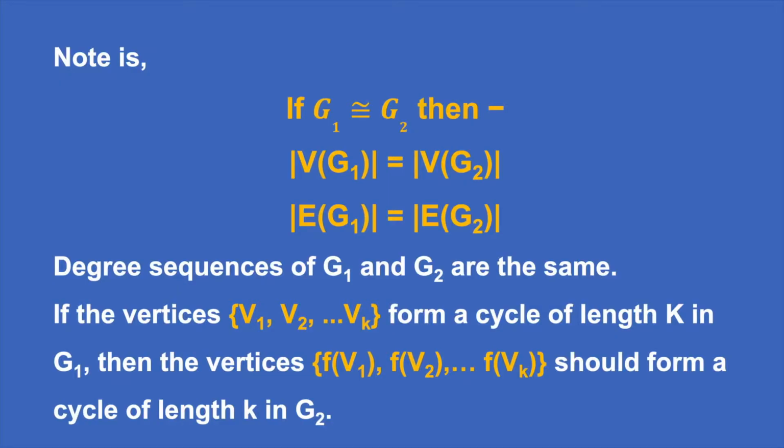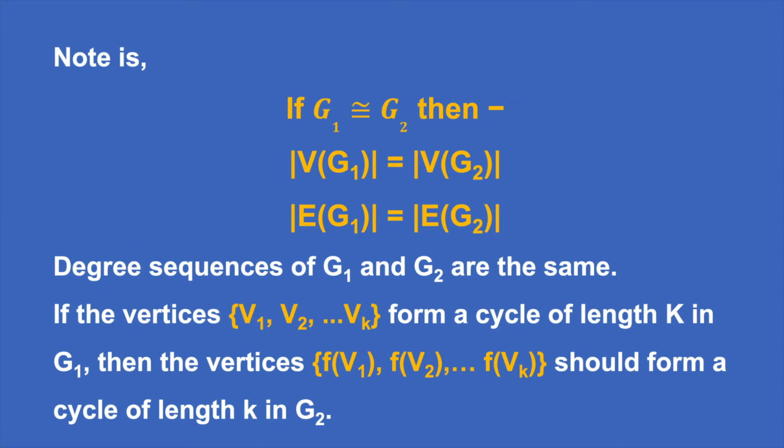Note that in short, out of the two isomorphic graphs, one is a tweaked version of the other. An unlabeled graph also can be thought of as an isomorphic graph. Another note is, if G1 is isomorphic to G2, then the cardinality of the vertex set of G1 is equal to the cardinality of the vertex set of G2. Also, the cardinality of the edge set of G1 is equal to the cardinality of the edge set of G2. Degree sequences of G1 and G2 are the same.